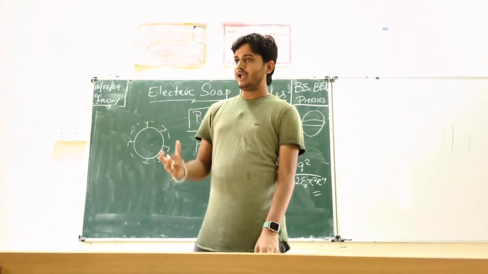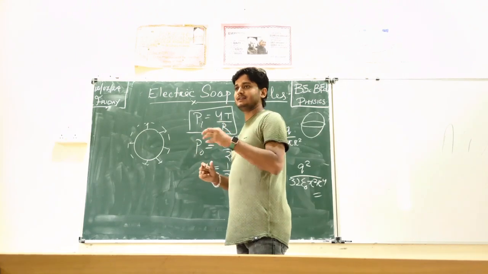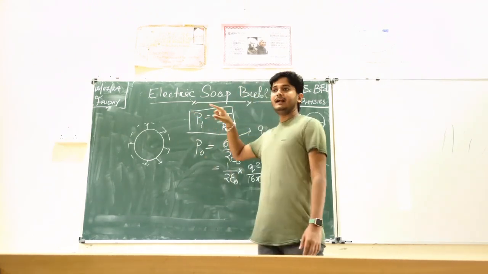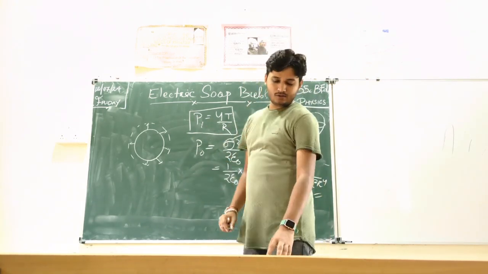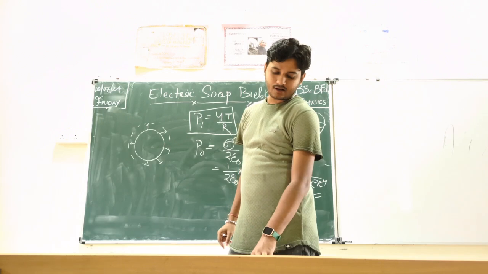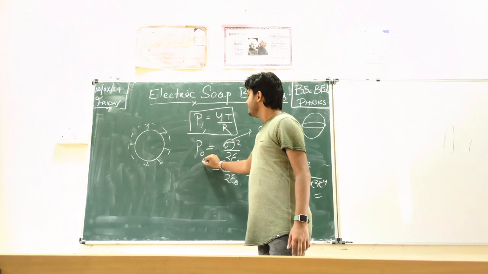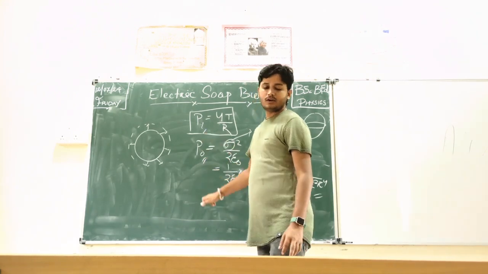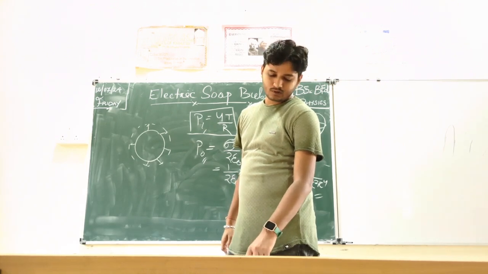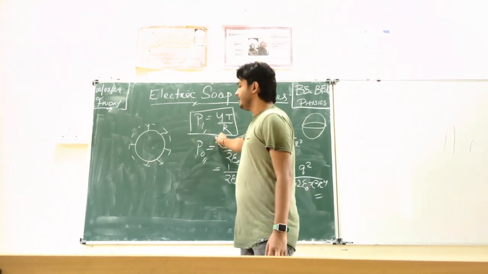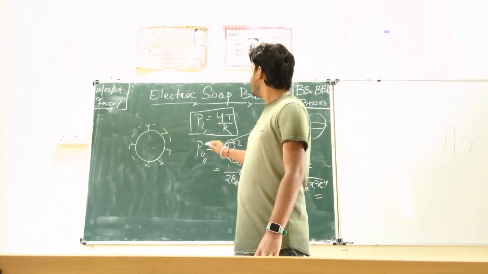So we need to calculate the excess pressure, and when we apply a charge to an electric soap bubble, what will happen? That is our topic. So write excess pressure. This is initial pressure and this is final pressure, inward and outward. So write only P. Excess pressure P equals initial minus final. Then write 4T by R.